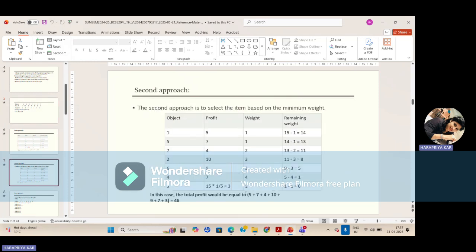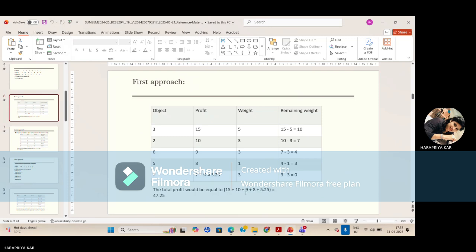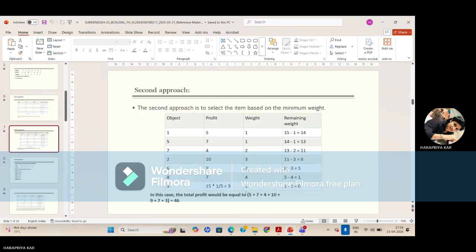Again we have to subtract: 15 minus 1 is 14, 14 minus 1 is 13, 13 minus 2 is 11, 11 minus 3 is 8, 8 minus 3 is 5, 5 minus 4 is 1, 1 minus 1 is 0. Then we just add all the profits: 5 plus 7 plus 4 plus 10 plus 9 plus 7 plus 3. So the total is 46.